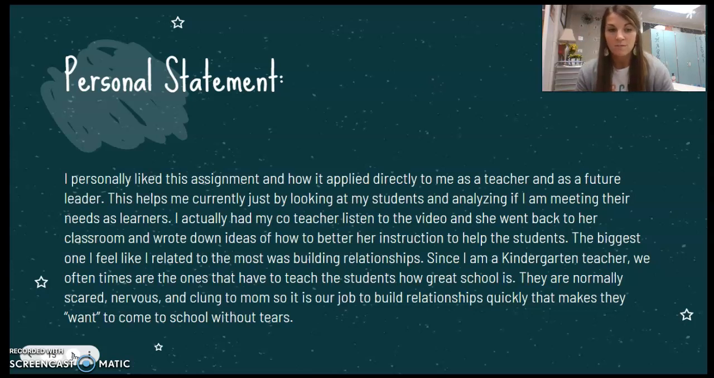The biggest one I feel like I related to the most was building relationships. I currently have 28 students, so building relationships with 28 kindergartners was a task. Since I am a kindergarten teacher, we oftentimes are the ones that have to teach the students how great school is. They are normally scared, nervous, and clung on tight to mom, so it is our job to build those relationships quickly that make them want to come to school without tears.